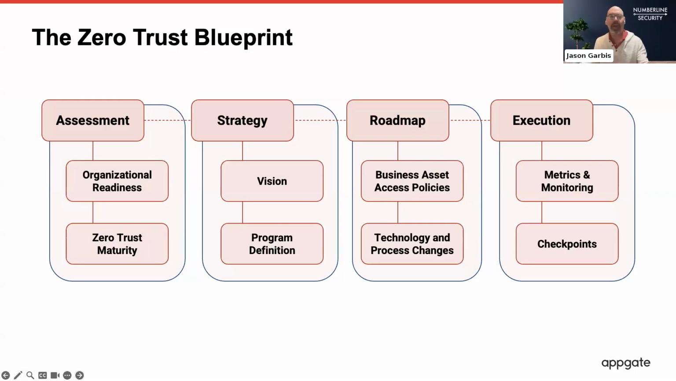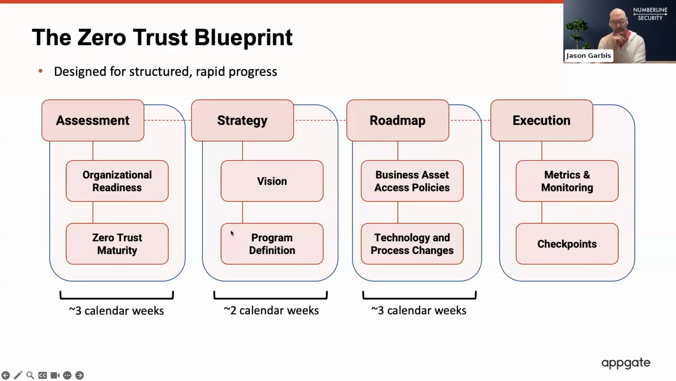That's one of the traps, or pitfalls, I should say, that organizations sometimes fall into. So if you go to the next slide, Corey, real quick, this is designed specifically, you can see 3 or so calendar weeks for the assessment phase, around 2 weeks for the strategy phase, and 3 weeks for the roadmap phase. And a lot of that is follow up, discussions and things like that. So it's not like it's 3 weeks of full-time effort.